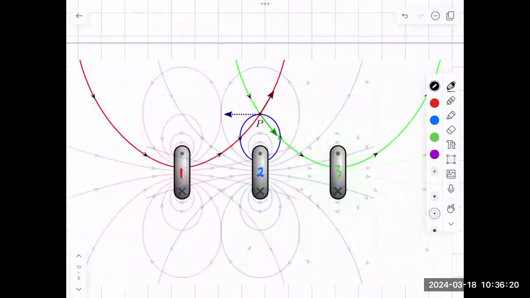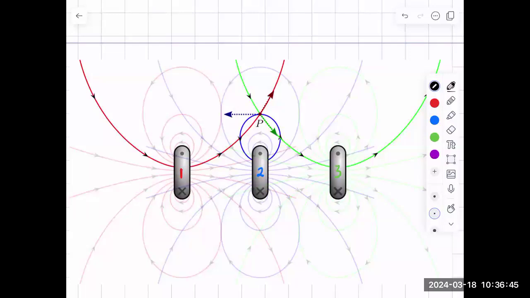And so there it is. There's our three current loops. There is current loop 1, 2, and 3. The 1 is going to make the magnetic field lines that look red. 2 is going to make the blue ones, and 3 is going to make the green ones. And I've kind of faded out some of these magnetic field lines and then highlighted others.